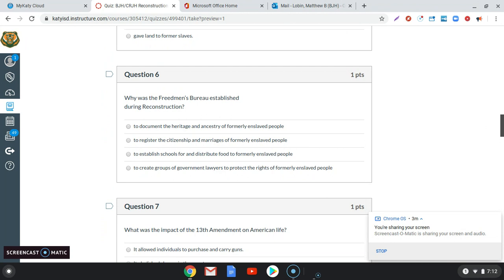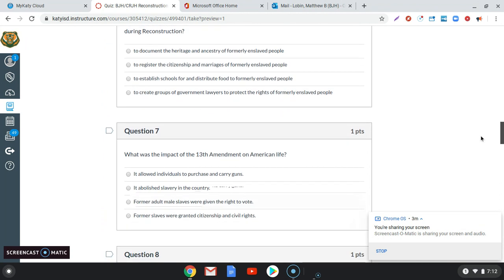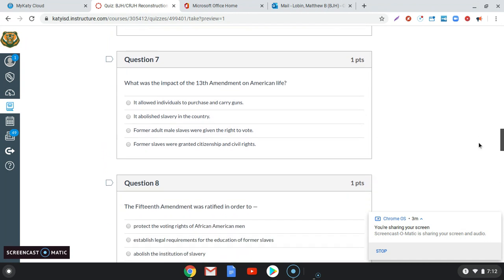Question 7. What was the impact of the 13th Amendment on American life? It allowed individuals to purchase and carry guns. It abolished slavery in the country. Former adult male slaves were given the right to vote. Former slaves were granted citizenship and civil rights.